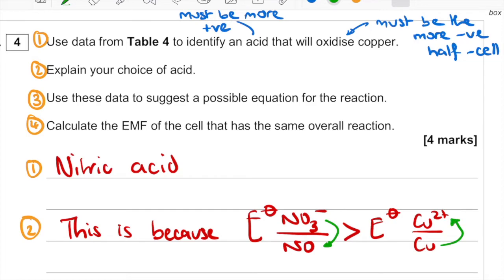So this would be the overall reaction. Now those arrows are not part of the mark, right? Those arrows are not part of something that would be expected in the mark scheme. We're simply saying that the nitrate half cell is more positive than the copper half cell.